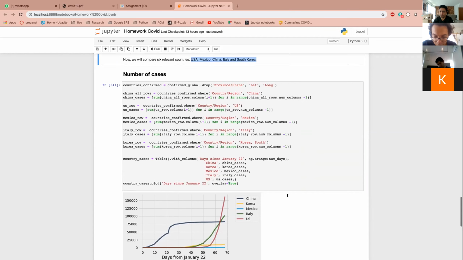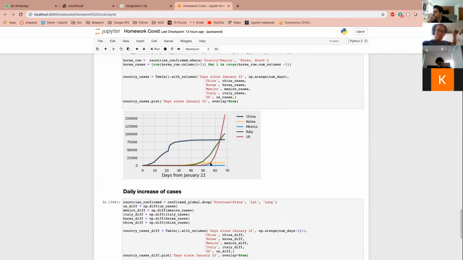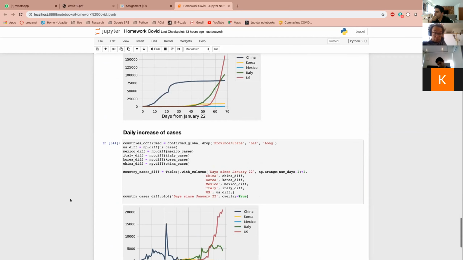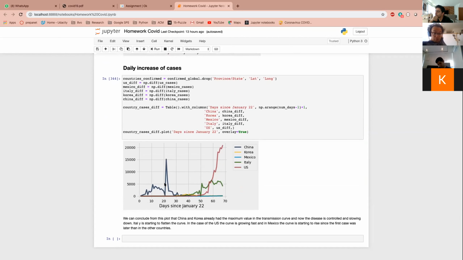US, Mexico, China, Italy, and South Korea. Again, this is the number of cases, but if we compare the daily increase, for example, China, this peak in the number of cases was because they counted them in a different way. Instead of doing normal tests, they used other clinical testing, and that's why we see this peak. But the important thing here is that the new number of cases is already controlled. We have no new cases in the last part of the graph.